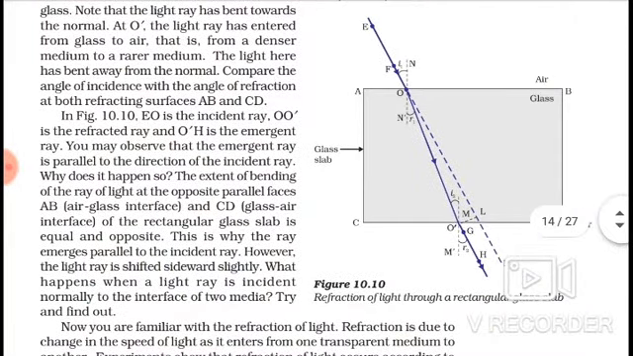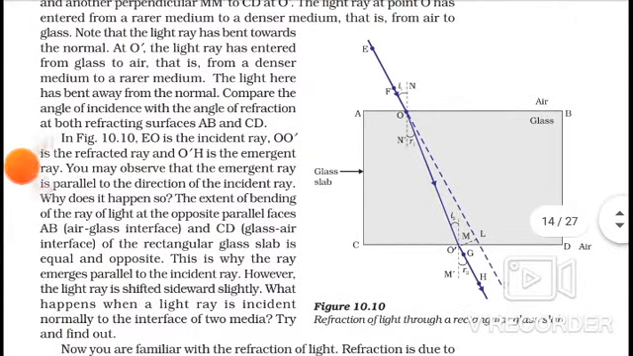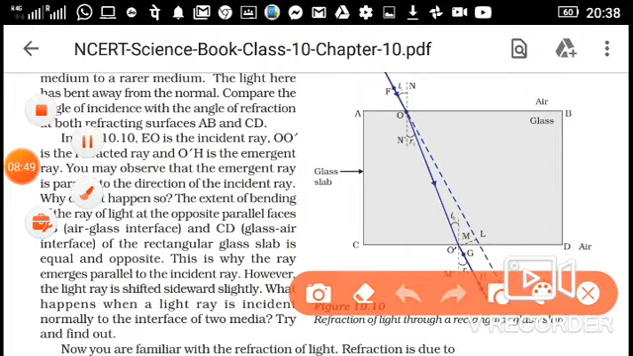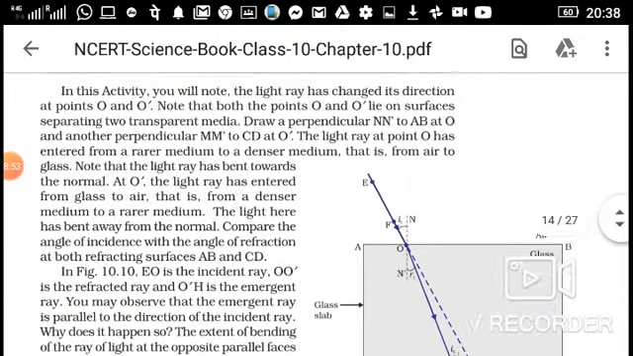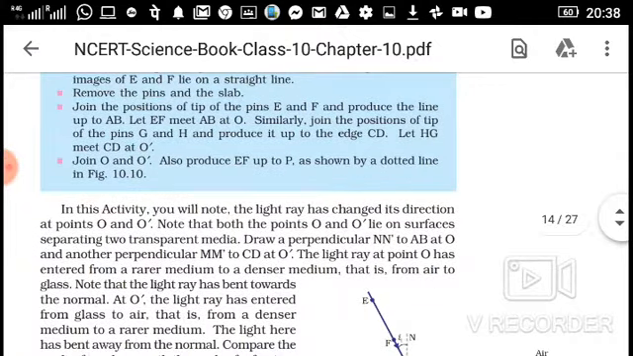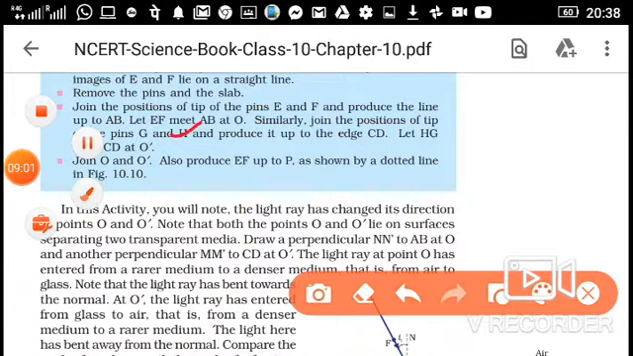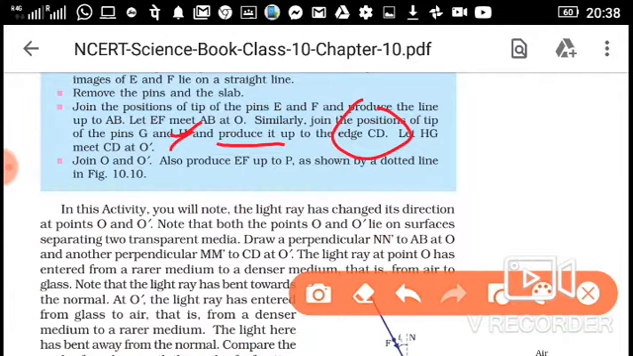You see this EF. Okay, it meets at point O. Then similarly join the positions of the tips of G and H, the other two pins. Okay, and the same is produced up to the edge of CD and meets at O dash.